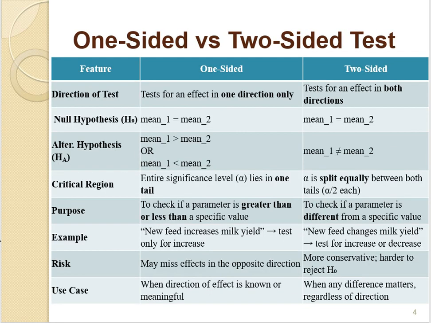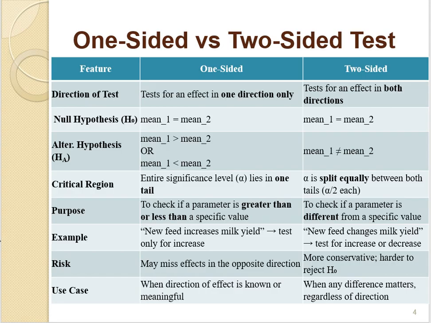Similar to the case of hypothesis, we have two types of test, one-sided versus two-sided. They are also called one-tailed versus two-tailed. One-sided is the test for an effect in one direction only, while two-sided is the test for an effect in both directions.